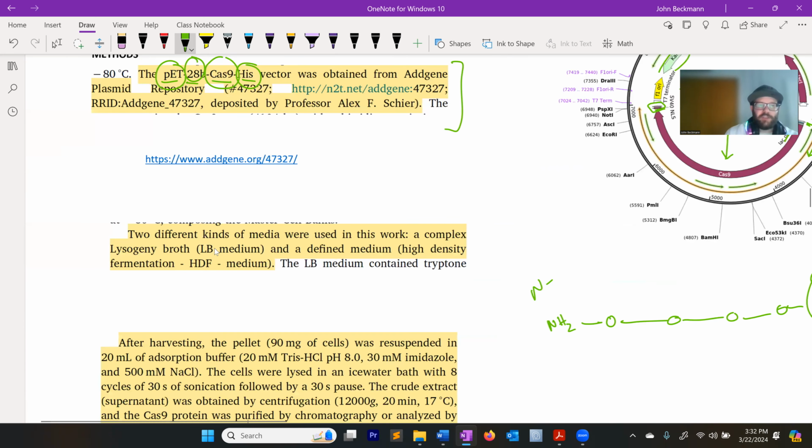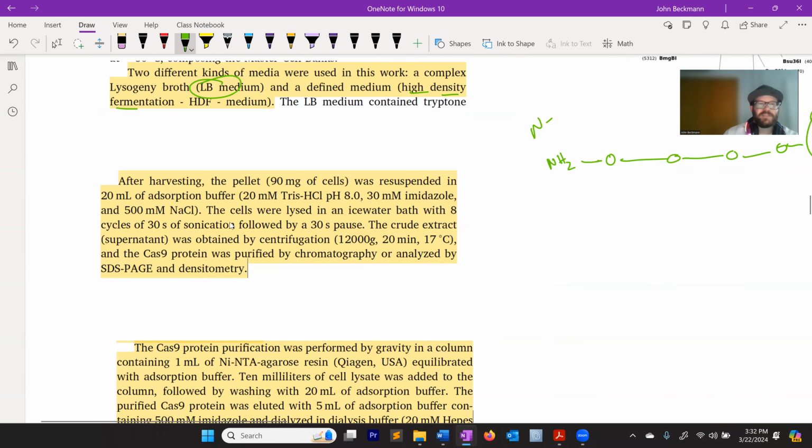Okay, the medias. Two different medias were used. They're using LB, which we're familiar with, and they're using a different media called high density fermentation media. So they're comparing LB and HDF to see any differences.